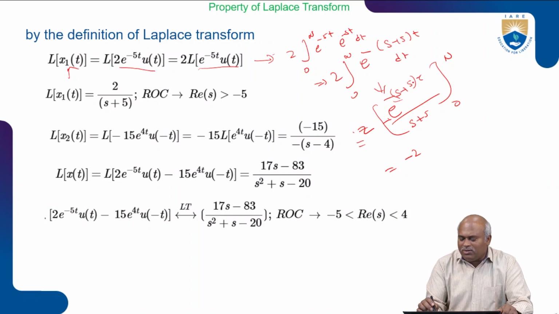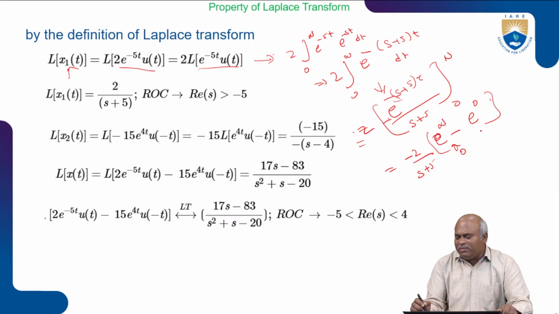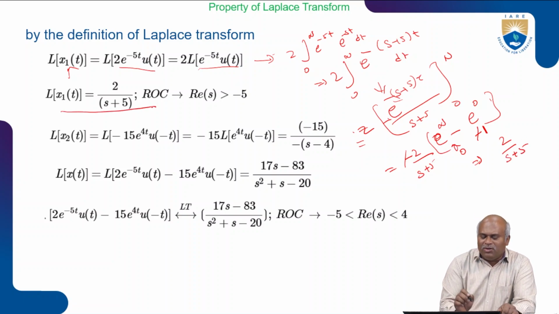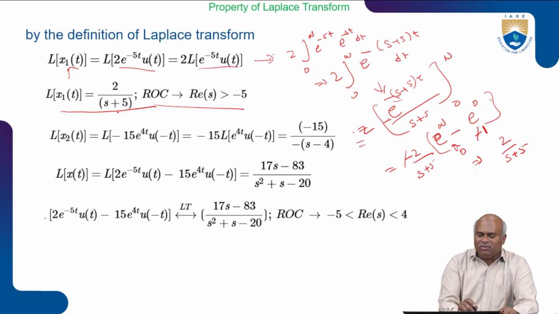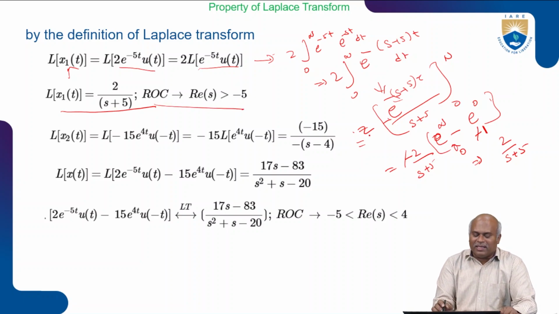So on this side, e power infinity minus e power 0, that's it, divided by s plus 5. This term is represented as 0, and this term is represented as 1. Here is minus 1. This minus and this minus cancel. Finally, 2 divided by s plus 5. I wrote here 2 by s plus 5. The ROC, region of convergence, always goes in the right direction.